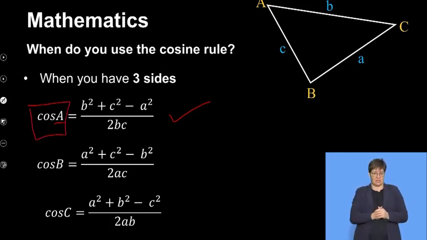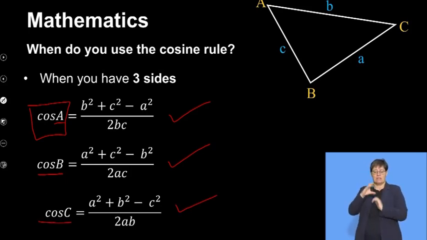And then remember, we'll use shift cos to find the actual angle on our calculator. Similarly, if you were looking for angle B, then this is the formula that you're going to be using. And if you're looking for angle C, then this is the formula you're using. You don't need to know these formulas off by heart. You can use the original formulas and just manipulate them to get to this version.